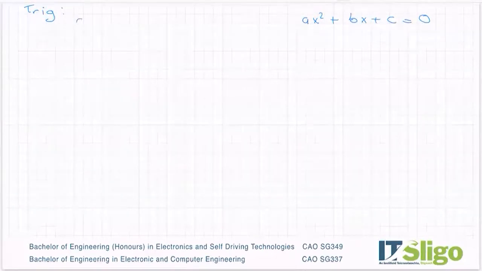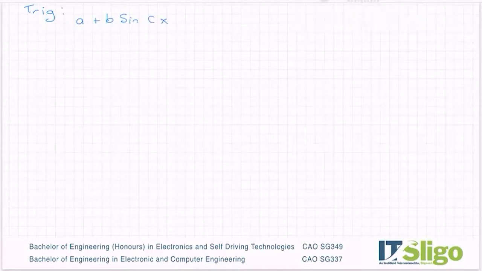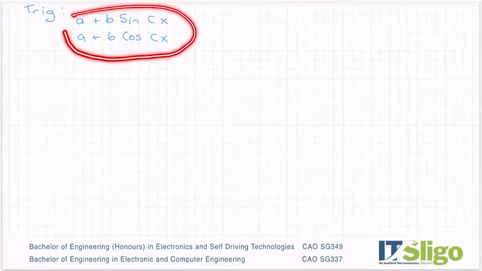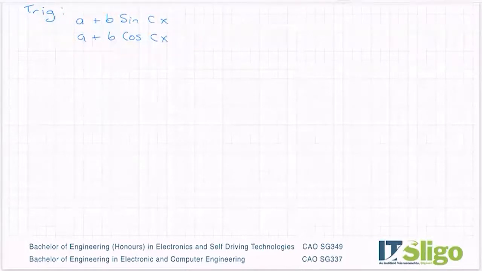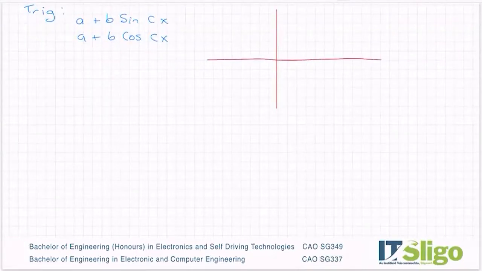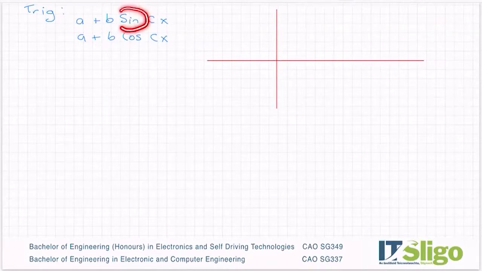Well, yes, there is. A plus b sine cx, or of course a plus b cos cx would be the general form of a sine wave or a cosine wave. Tan is a little bit different because it's not a continuous signal, so I'll park that one for now. But this is the general form of a trig function. When you graph it, and apologies for the graphing because I have no rulers, so it's freehand, when you plot a sine wave it always starts at 0, amplitude of 0 at 0.